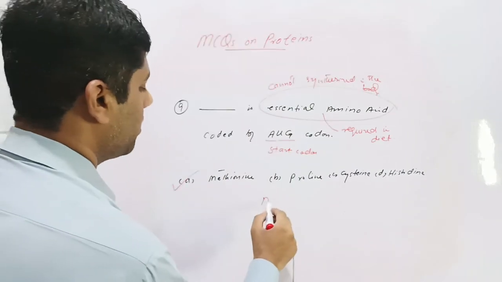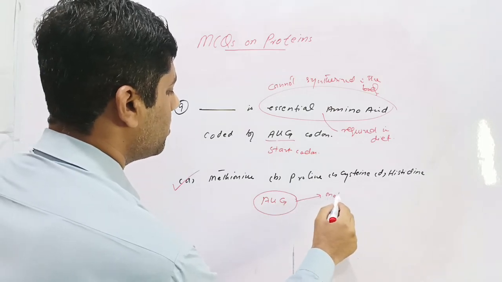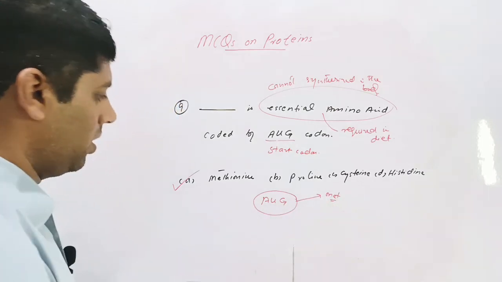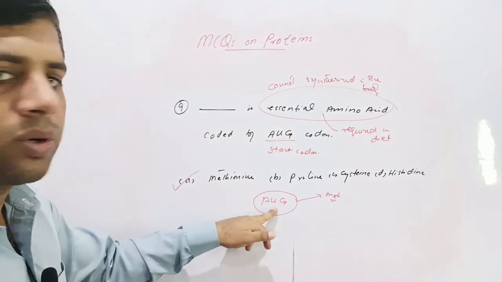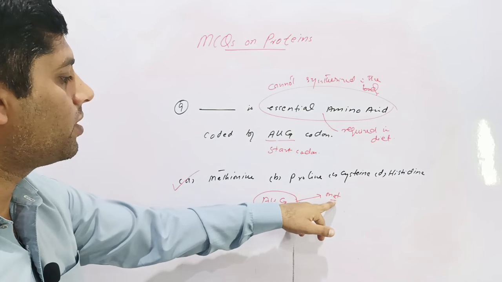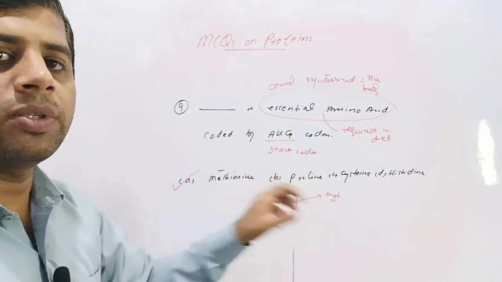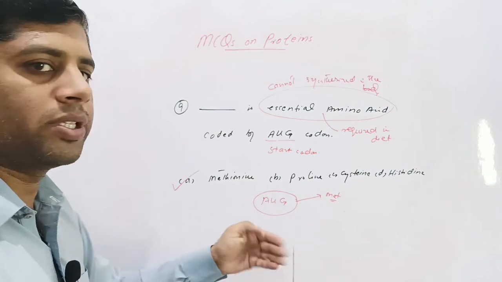When AUG comes in the case of protein synthesis, we will discuss it in our next lecture, it bears Met. Met means methionine. So the start codon AUG has methionine, the first amino acid which starts the process of protein synthesis. It binds to the ribosome subunits and starts the protein synthesis process.